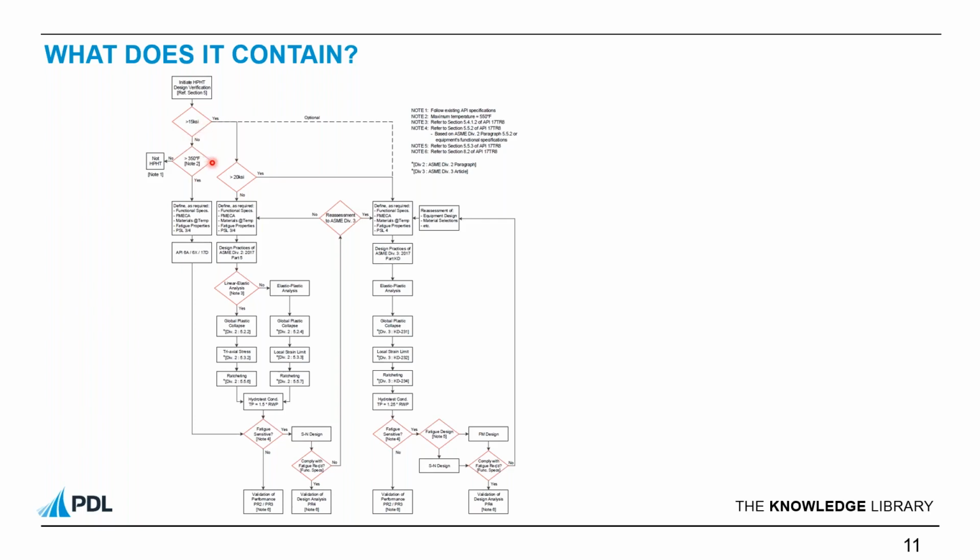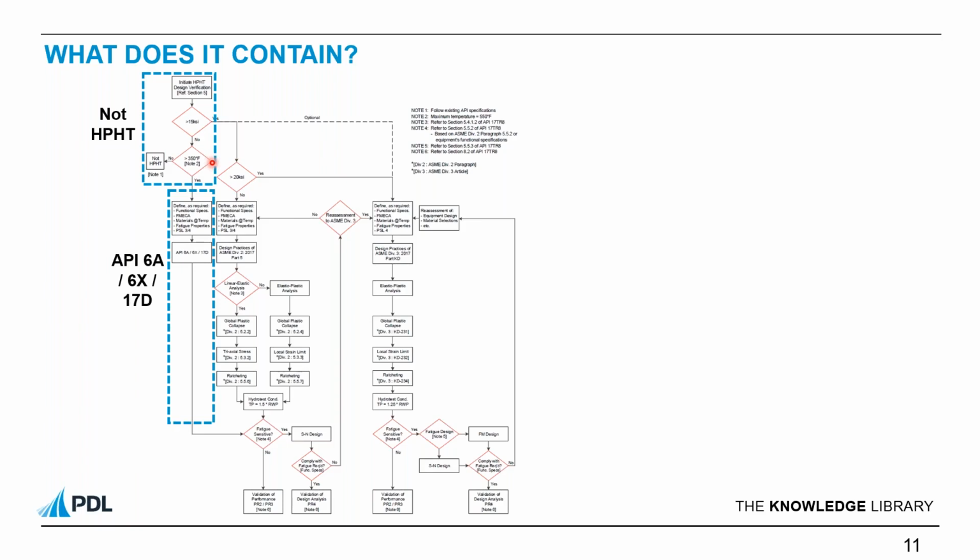If the answer is no, we're asked if our rated working temperature is in excess of 350 Fahrenheit. Again, if the answer is no, this is not deemed HPHT. If the answer to the latter question is yes, so we've got a system below 15 KSI, but in excess of 350 Fahrenheit, we're directed towards the provisions of API 6A, API 6X, and API 17D.